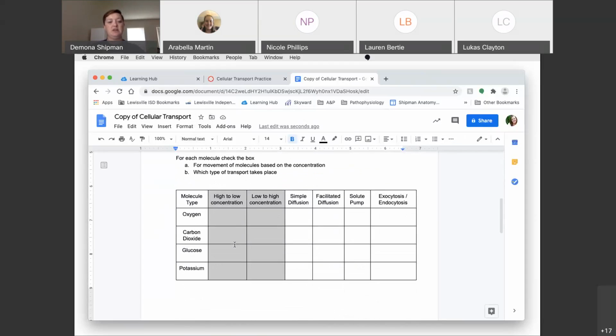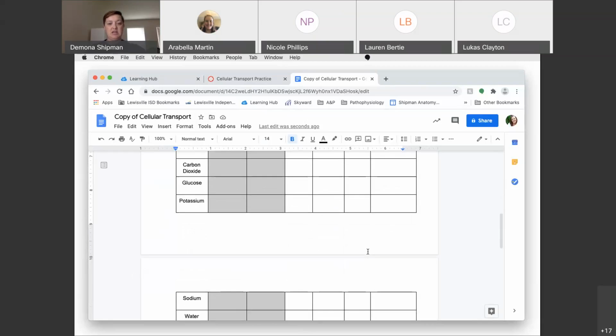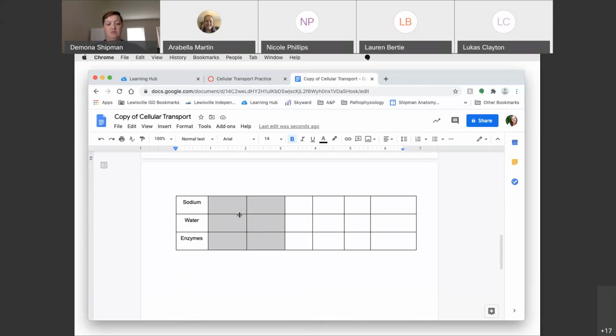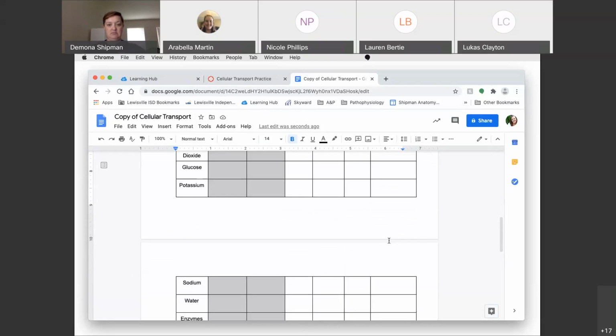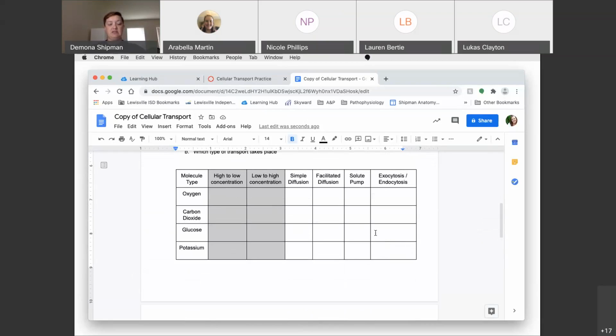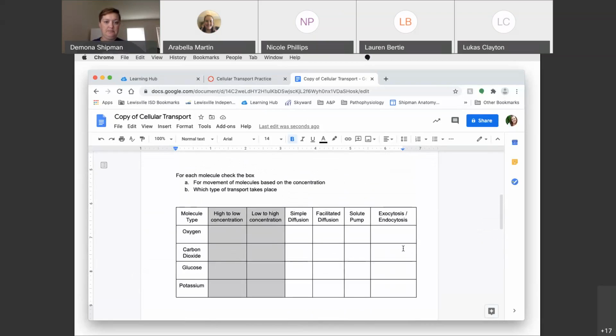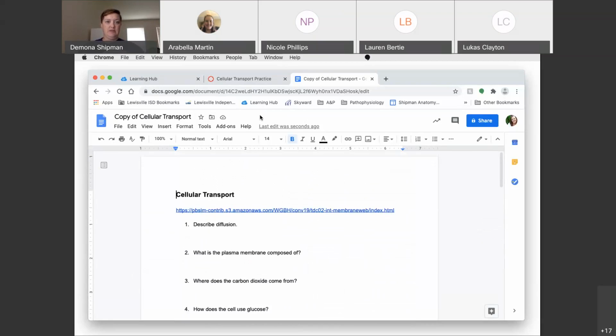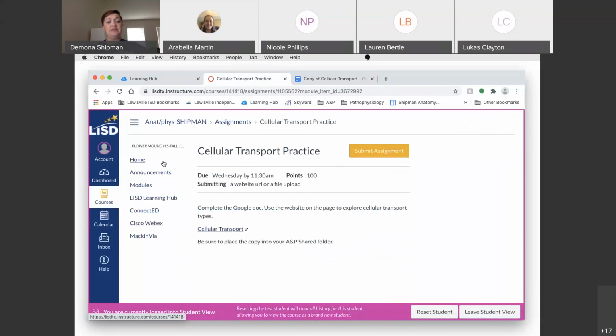And then for the chart, tell me, is oxygen moving from high to low or low to high? And then which type of movement is this? And then carbon dioxide, is it moving high to low or low to high, and which type? Glucose, is it high to low or low to high, and then which type? So you're just checking which one of these and then which of these. You're just putting check marks in the boxes, and that's all you're doing on that. So that was cell transport.